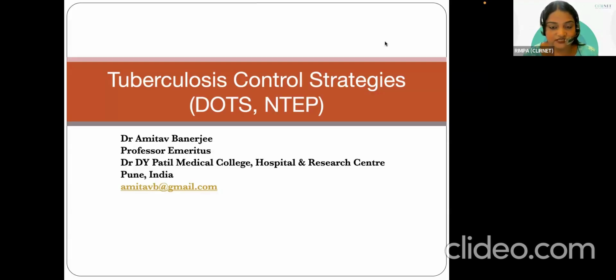Before going into the session, let me take you through a brief description of today's topic. TB control strategies aim to reduce TB incidence, transmission, and mortality. A cornerstone approach is directly observed treatment, short course strategy. NTEP incorporates digital tools, active case finding, drug resistant management, and private sector integration. It also emphasizes preventive treatment and community engagement. Together, DOTS and NTEP represent comprehensive evidence-based frameworks crucial for controlling and eventually eliminating TB at national and global levels.